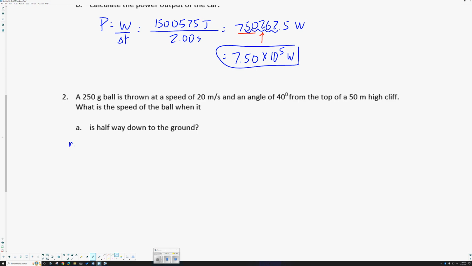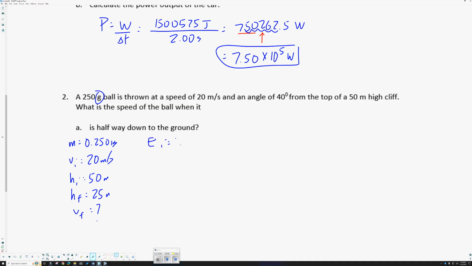Let's write down some givens here. Let's say m is equal to, we're going to convert that grams to kilograms, 0.250 kilograms. My VI, as I throw the ball, it's 20 meters per second. My HI is 50 meters. My HF, this is the final height. When it's halfway down to the ground, it's 25 meters. And we're going to solve for VF here.